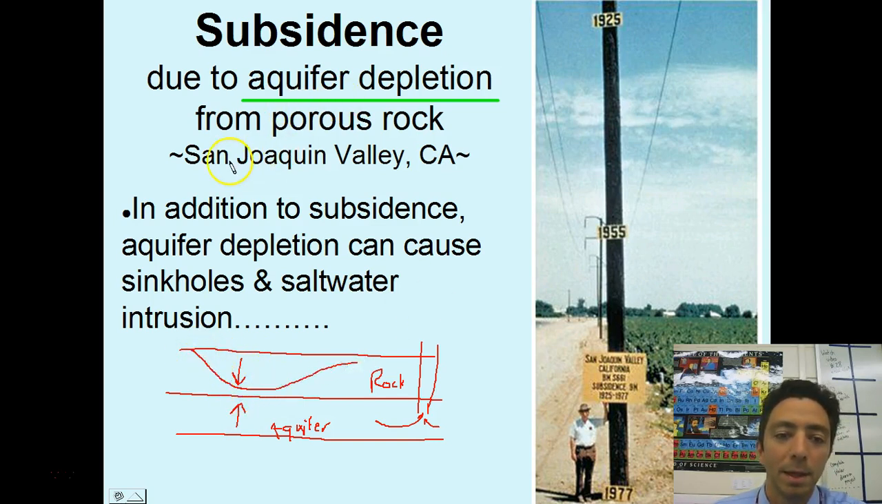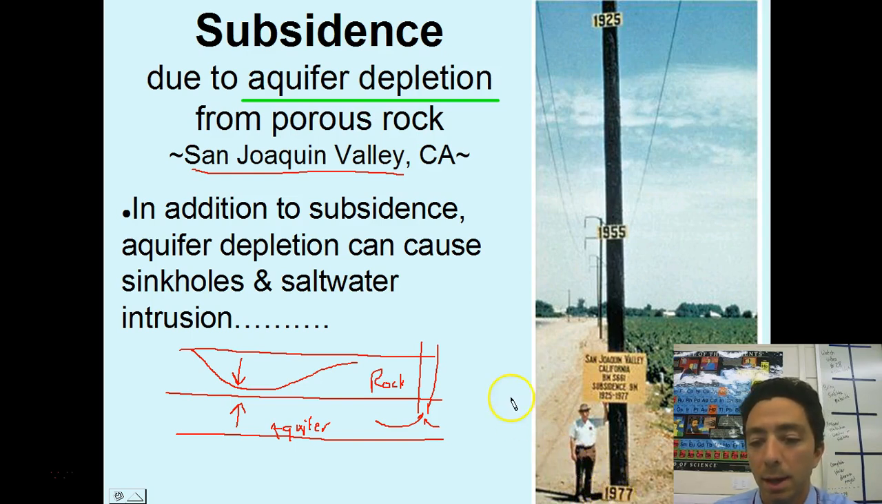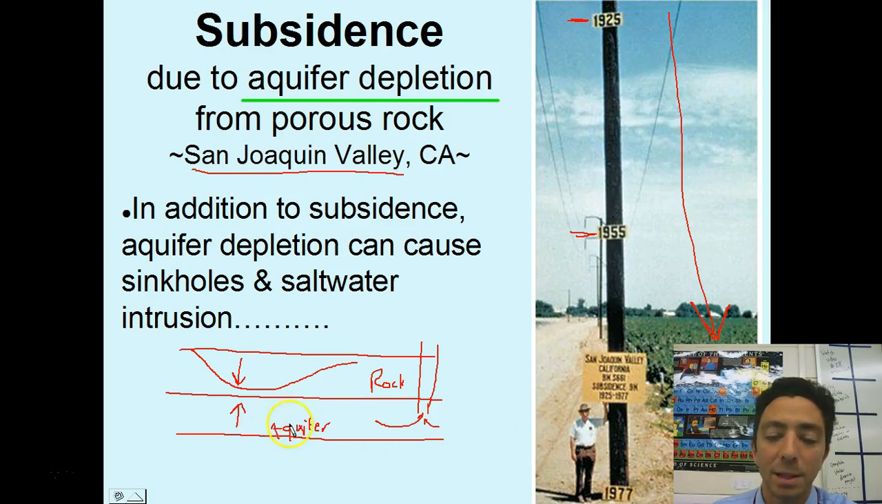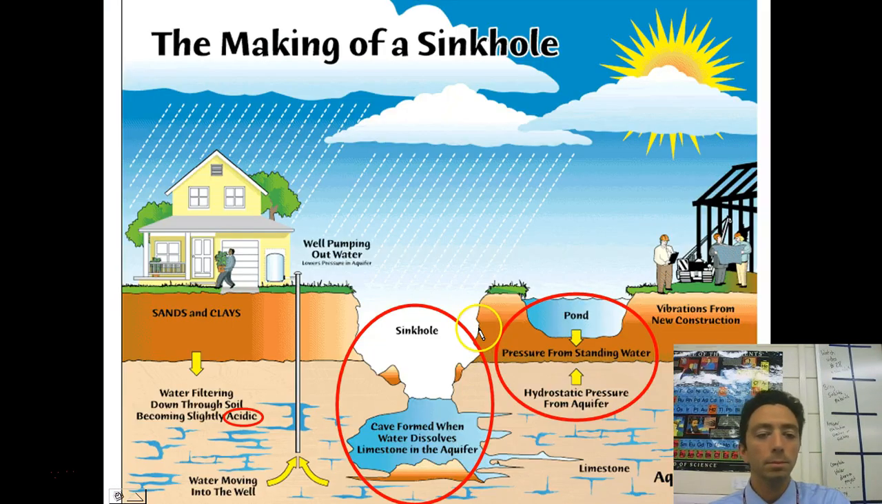And that's what happened in the San Joaquin Valley. So this guy is standing here, and that's the height of the land in 1977 when this picture was taken. You can see just how much higher up he would have been standing in these previous dates. And so that land is dropping lower and lower and lower as the aquifer is being depleted. And it comes from using up the water in the aquifer faster than it gets replenished.